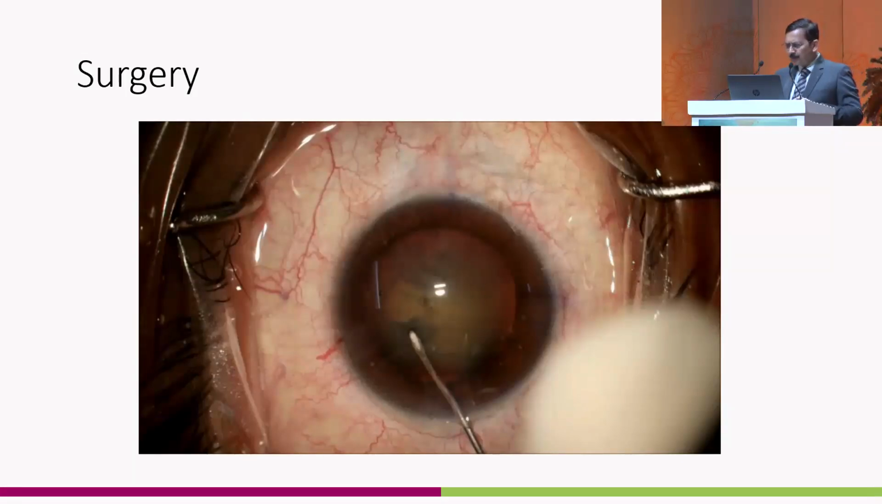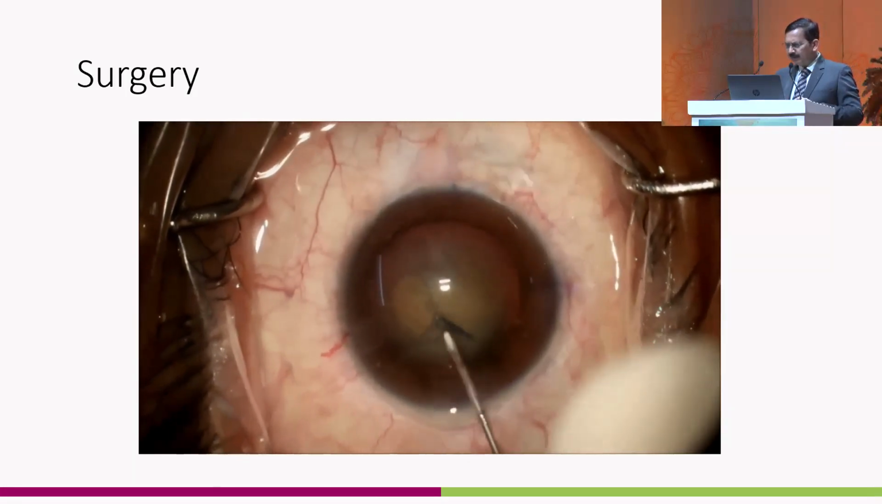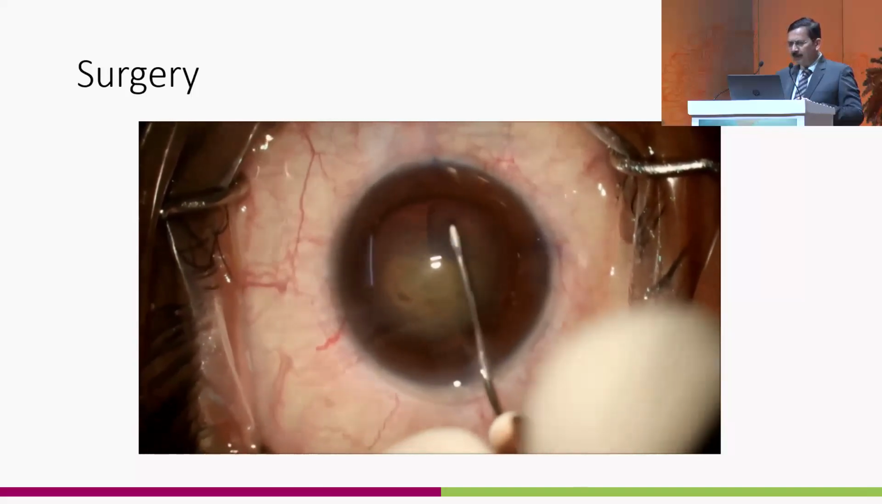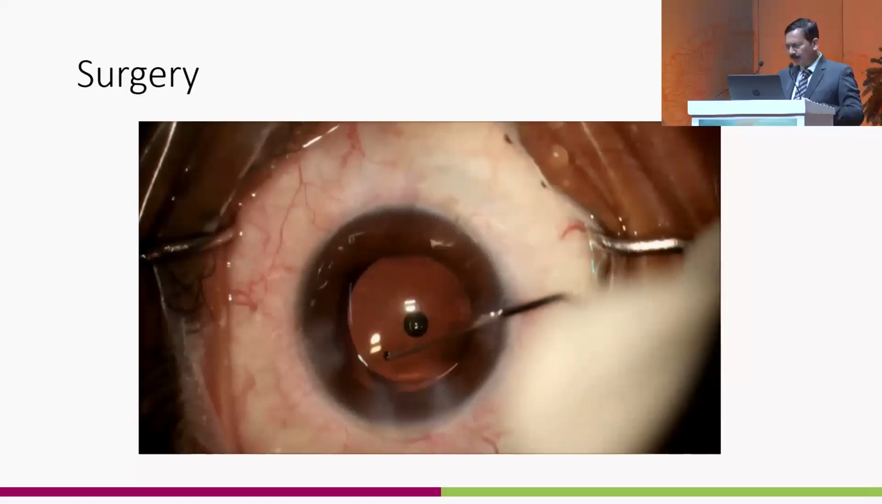Then the rhexis should be central, circular, and at least 5 to 5.5 millimeters to avoid decentration of the lens in future, because the fibrosis can be influenced.